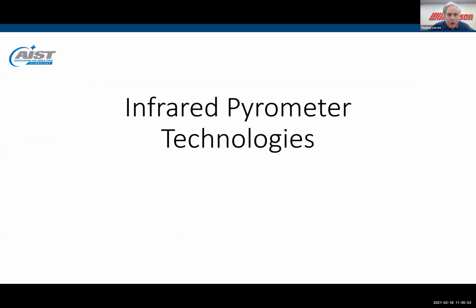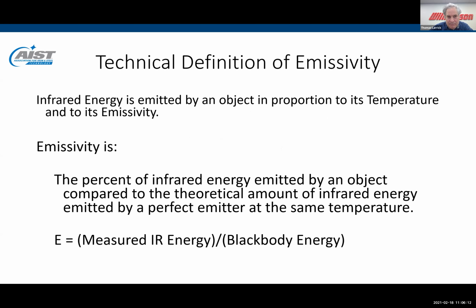Infrared pyrometers don't measure temperature directly. They measure infrared energy, and from this measured infrared energy, they calculate a temperature value. One of the complications is that the amount of infrared energy emitted by an object is proportional to its temperature and to its emissivity. And it's this emissivity feature that makes infrared temperature measurement complicated.